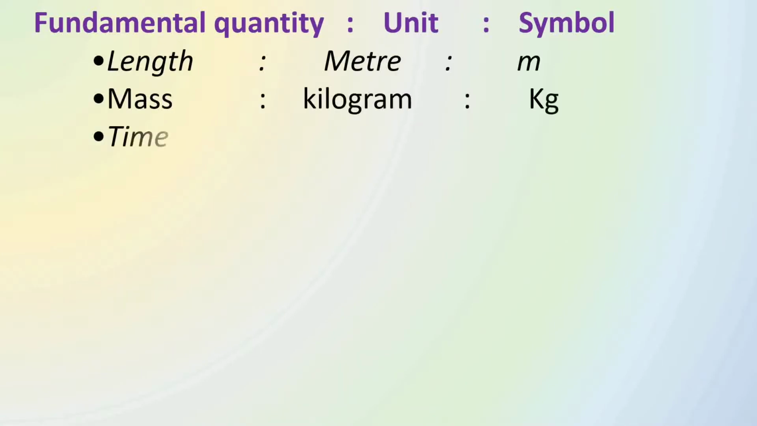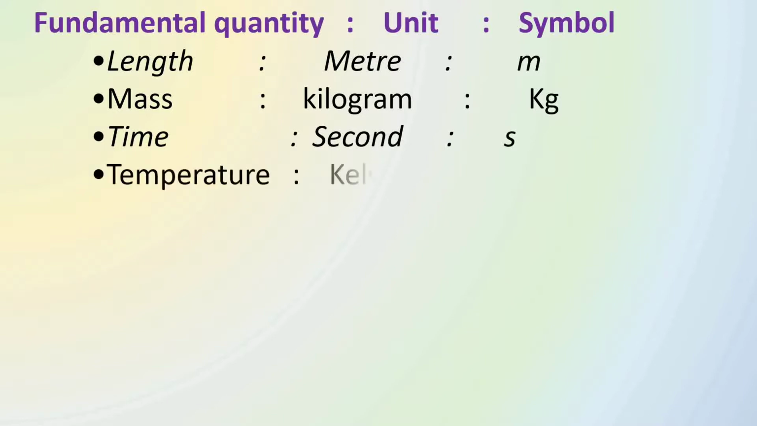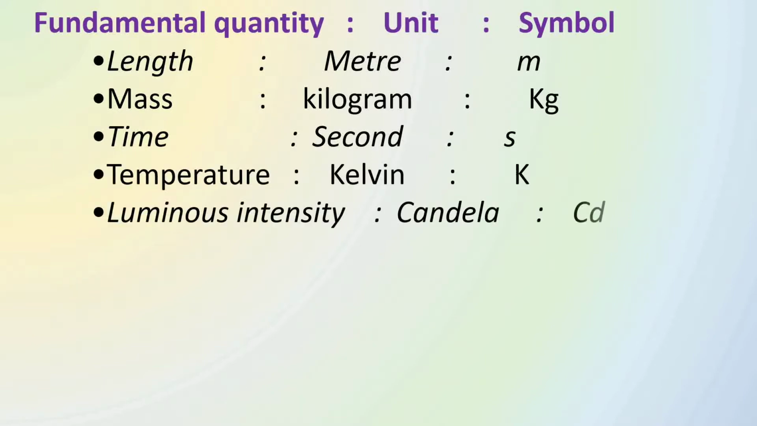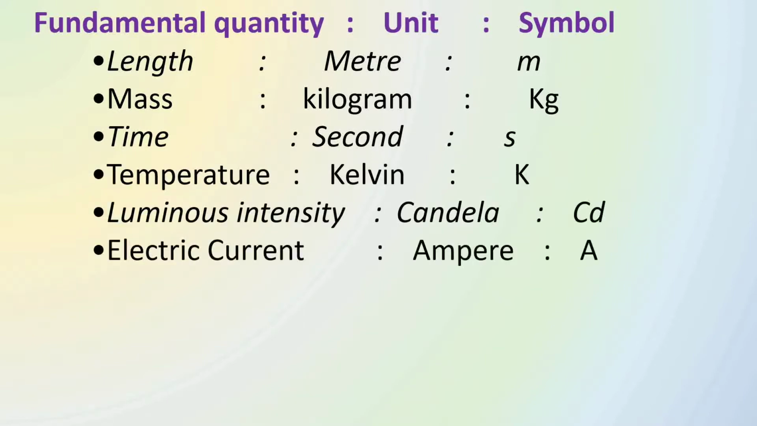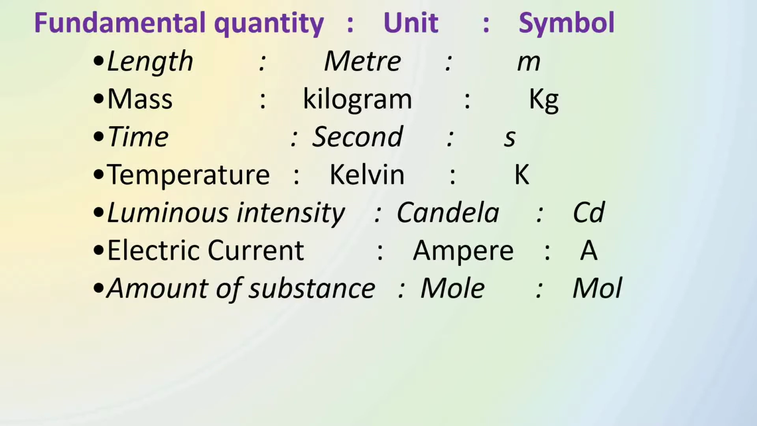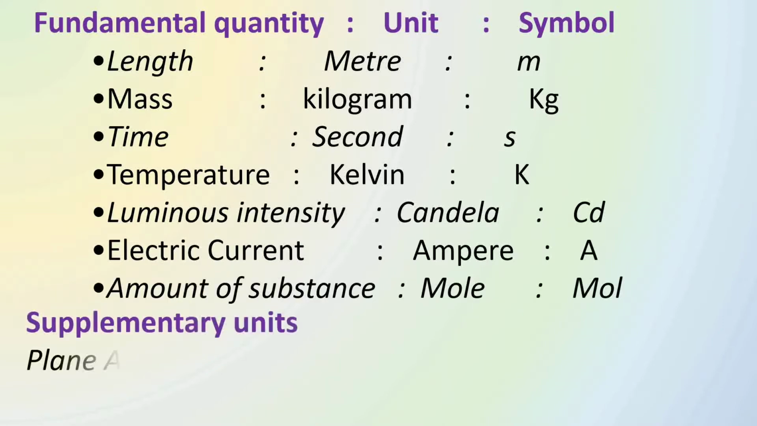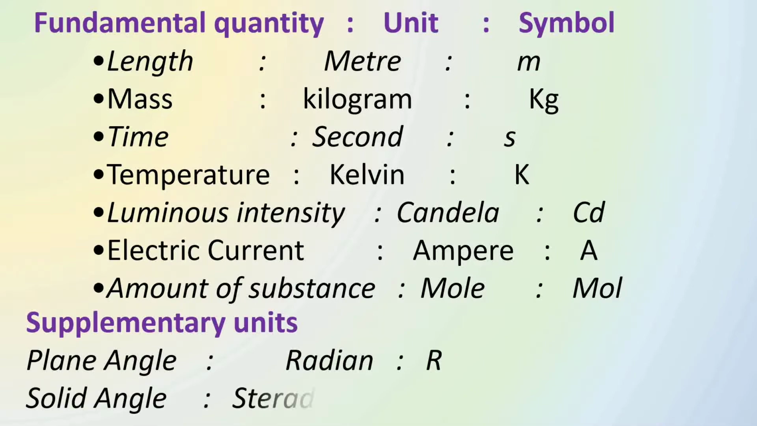The 7 fundamental quantities are length, mass, time, temperature, luminous intensity, electric current and amount of substance, whose units are meter, kilogram, second, Kelvin, candela, ampere and mole respectively. The 2 supplementary units are plane angle and solid angle, whose SI units are radian and steradian respectively.